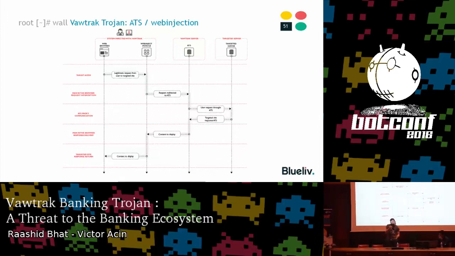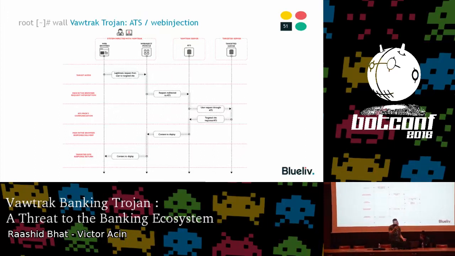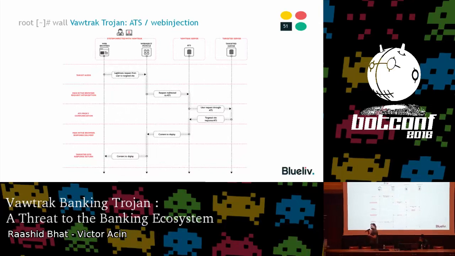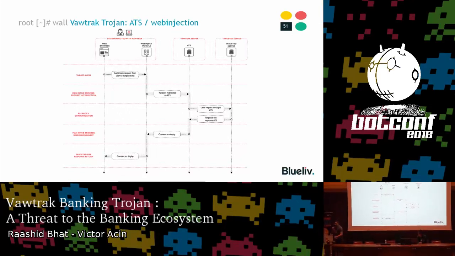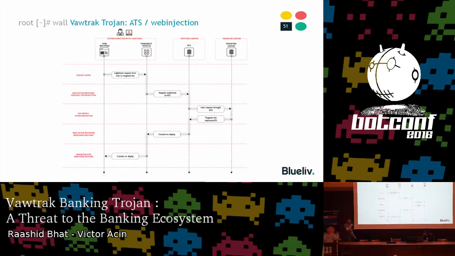The targeted bank will then answer to the ATS server, which is performing a man in the middle. And again, if needed, the ATS server will perform any modifications it needs, like requesting additional information from the user, such as security code. And this information will then go back to the web inject module, which will then go back to the browser and will be displayed to the user.